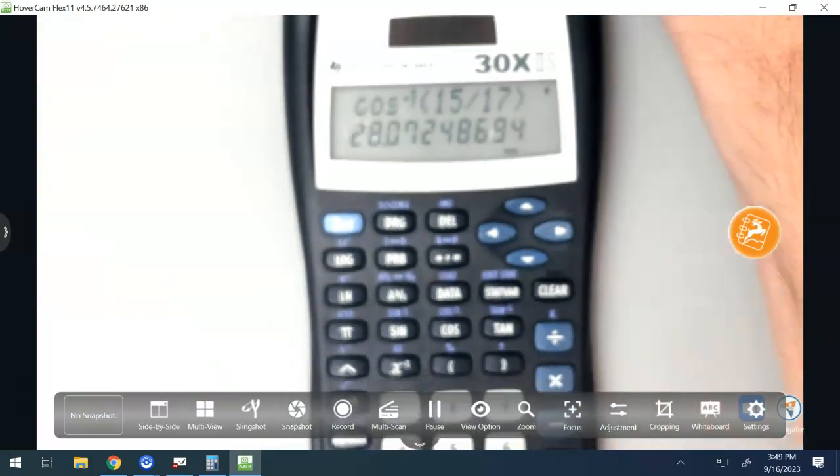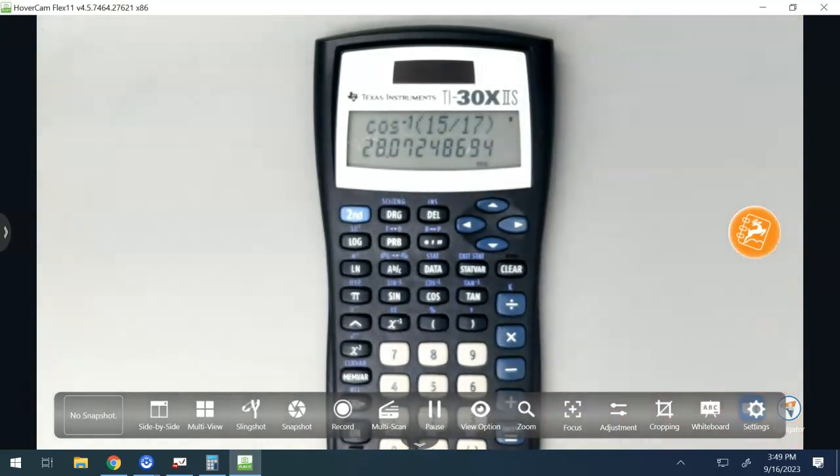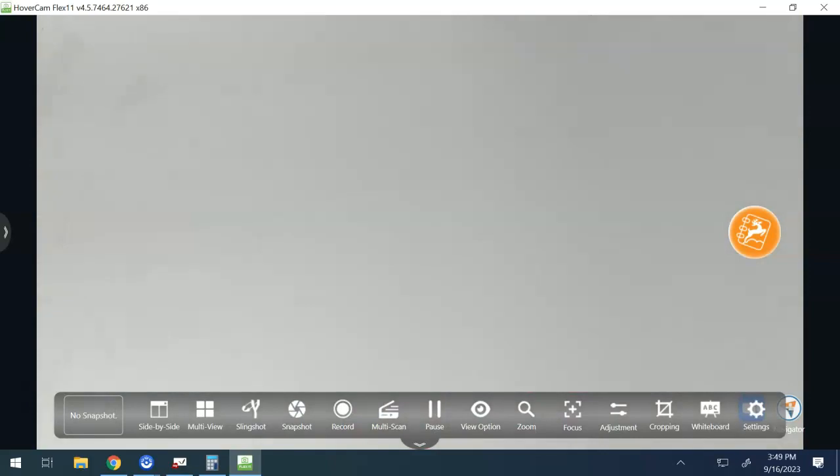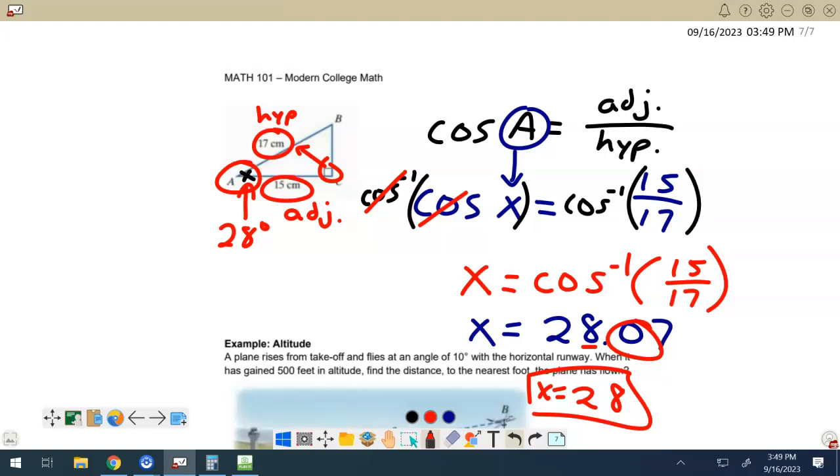And I'm sorry it's blurry. Maybe if I zoom out, it will refocus. But it's 28.07. They want us to round to the nearest whole number, so we're going to round here. Because that's a 0, we're just going to keep that as a 28. So the angle here, which I didn't say in the last problem, just to make it clear, is 28 degrees. Now, when you type that into MyMathLab, you probably don't need to use the degree symbol, but I just want to make it clear. The number we're finding here is not the length of a side of the triangle.